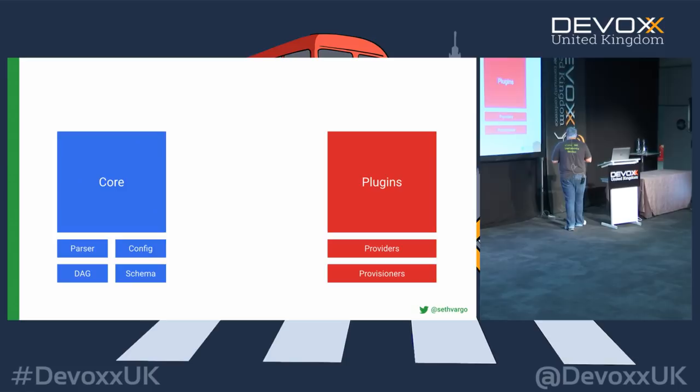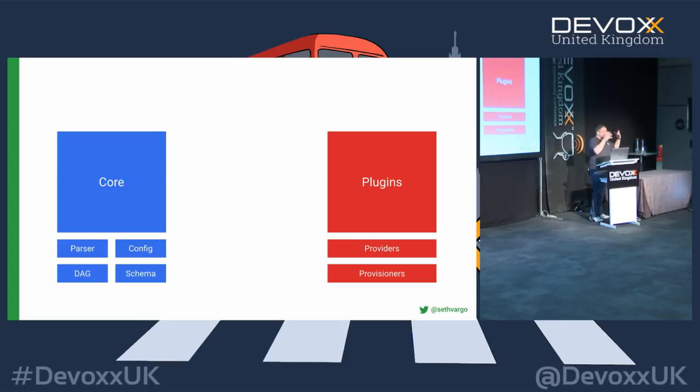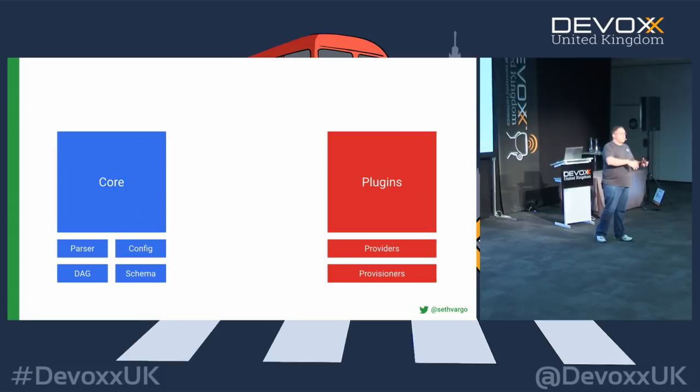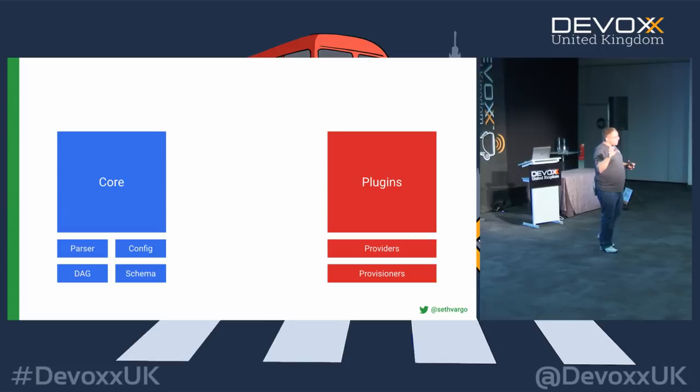So Terraform's core is very separated from its plugin architecture. What that means is the thing that reads config and actually does diffing on the graph is completely separate and is, in fact, maintained separately in a separate repository from the thing that talks to Google and the thing that talks to Amazon and the thing that talks to GitHub. We call those things providers.